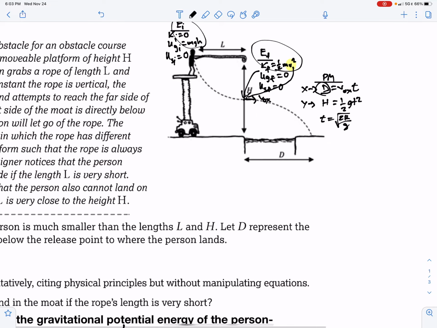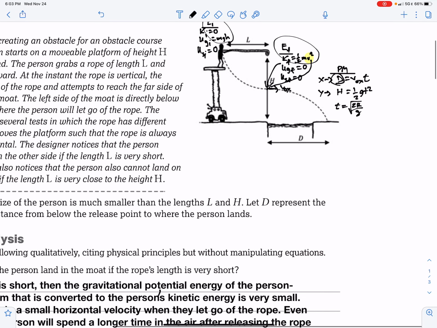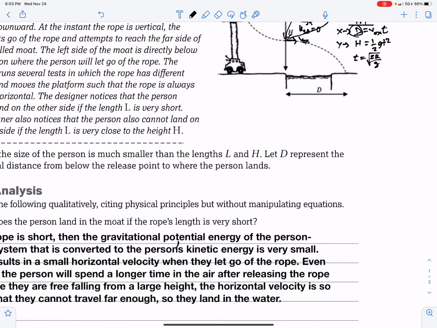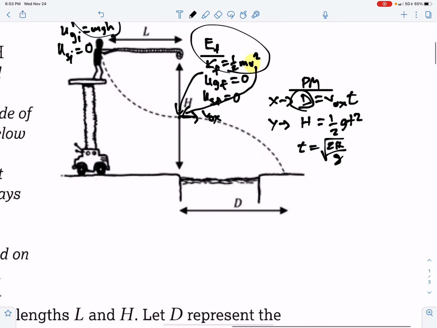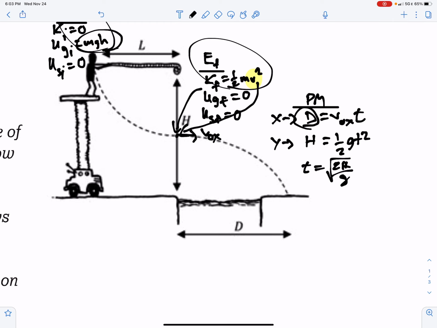If the rope's length is very short, that means you're going to drop from a very small height. In other words, you're not going to be converting as much potential energy. Less potential energy will be less kinetic energy, which will be less speed. Less speed, yes, there's more time in the air, but you have much less speed than you do greater time, which means you'll overall have a lower distance, which means, oops, you fall in the water.